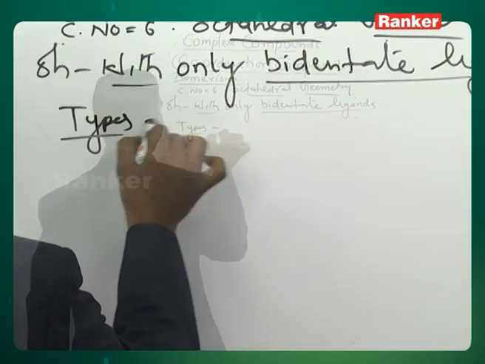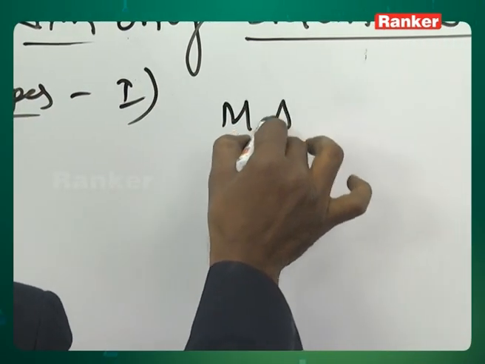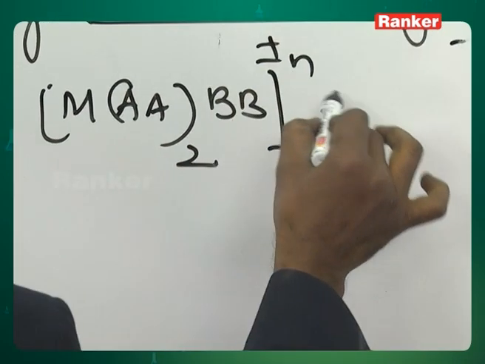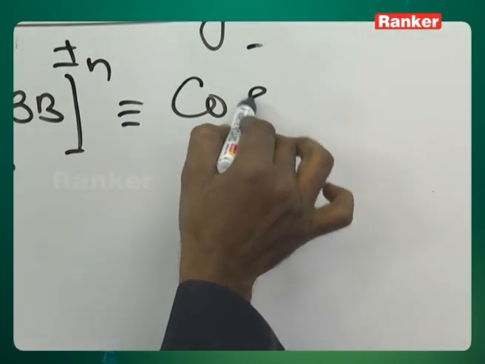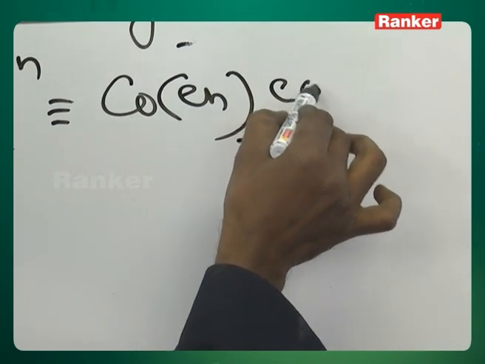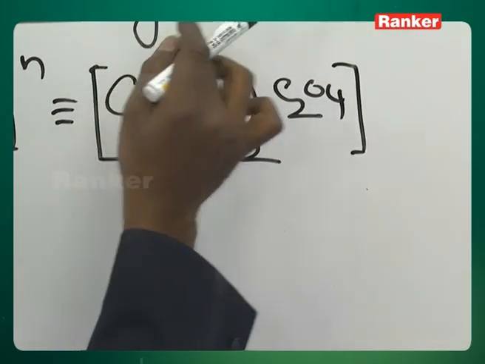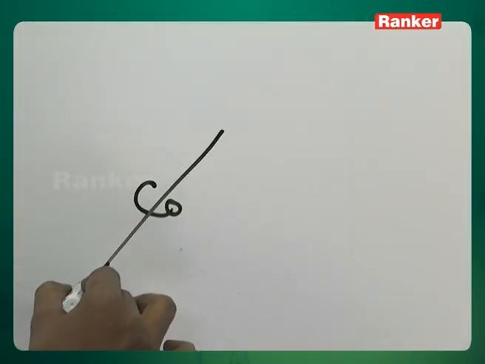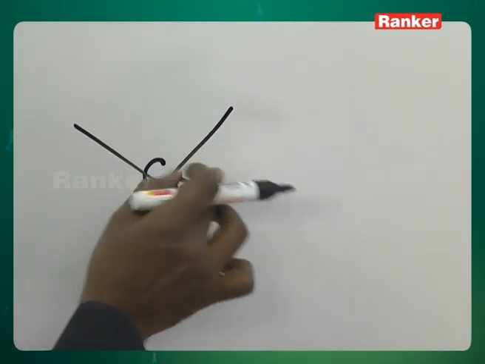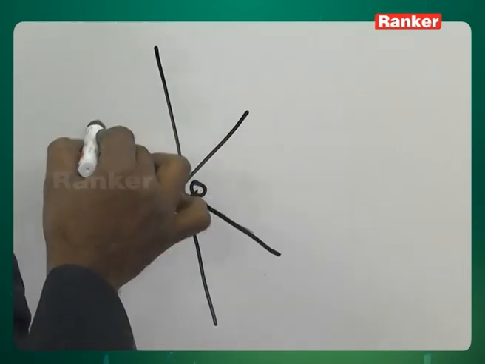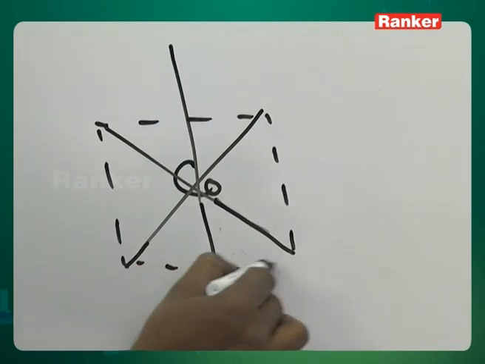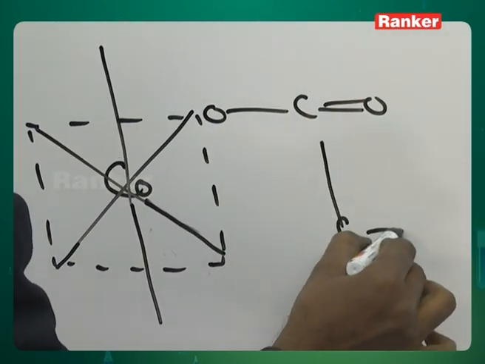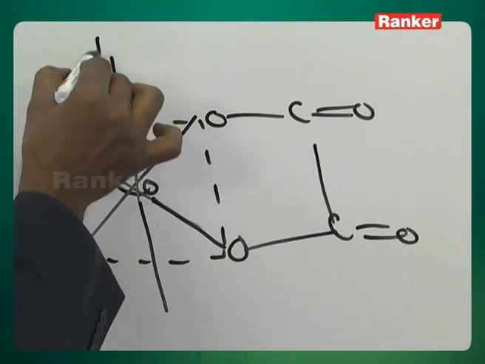Next one, the first model only, you take M(AA) taken twice, BB. Two different bidentates. What example can you write? Take en taken twice, C2O4. See, one oxalate ligand and two ethylene diamines, oxalate ligand, then two ethylene diamines.